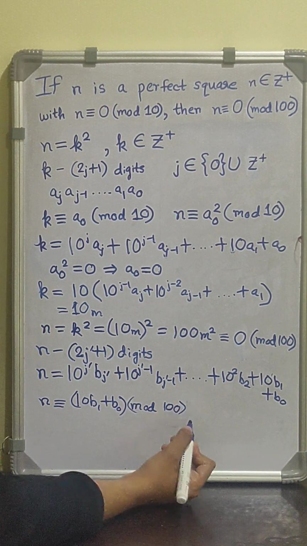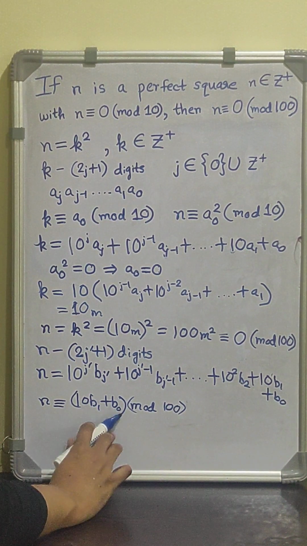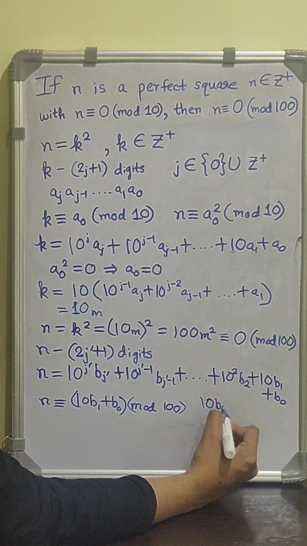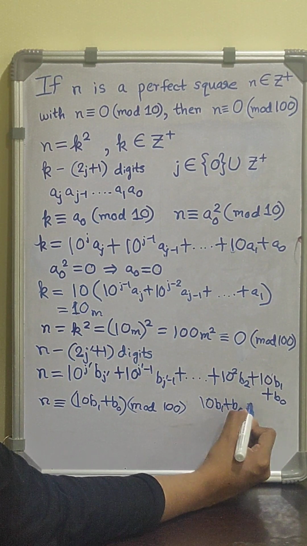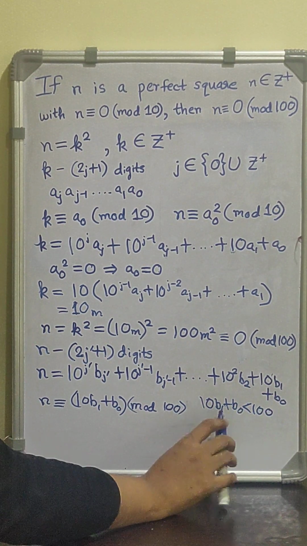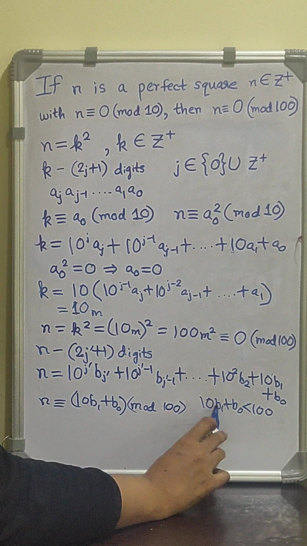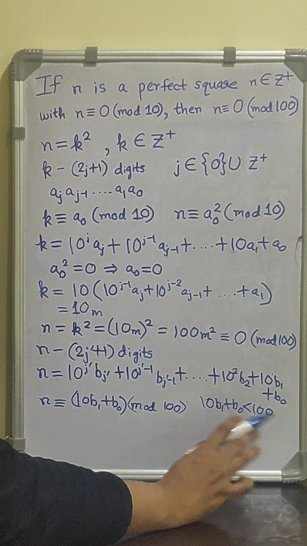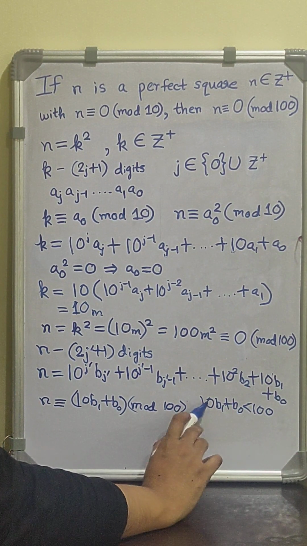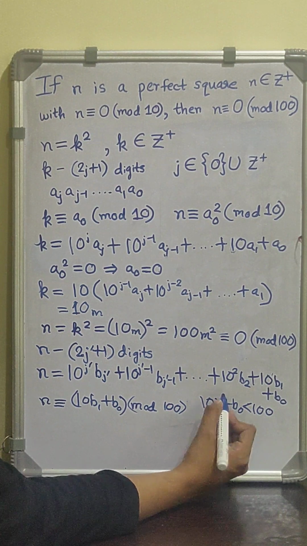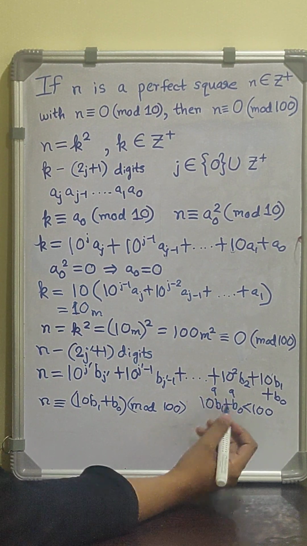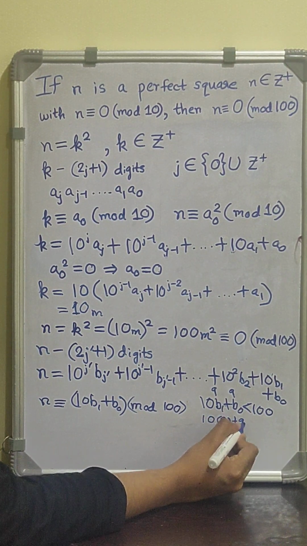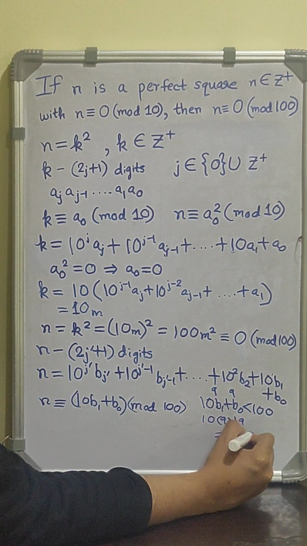Now b1 and b0 are digits, and I can show that this term, 10b1 plus b0, will always be less than 100. Why is that? b1 and b0 are two independent variables, so for b1 I can choose any integer from 0 to 9, and for b0 it can also be any integer from 0 to 9. So the maximum of this expression will be when both b1 and b0 are 9. So that means 10 into 9 plus 9, that is 99, and that's less than 100.